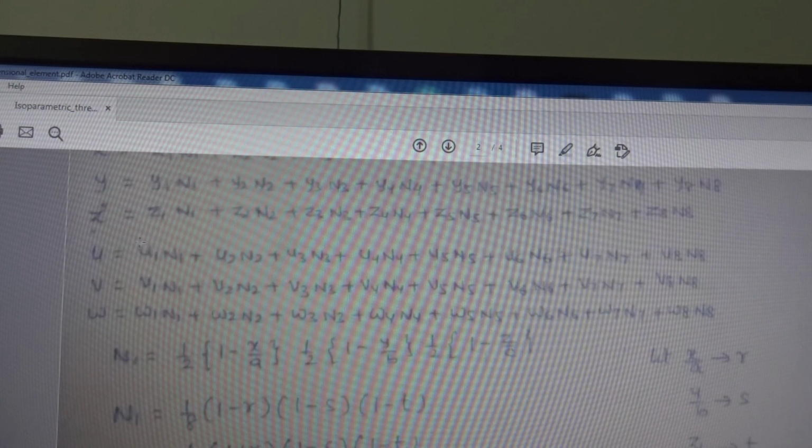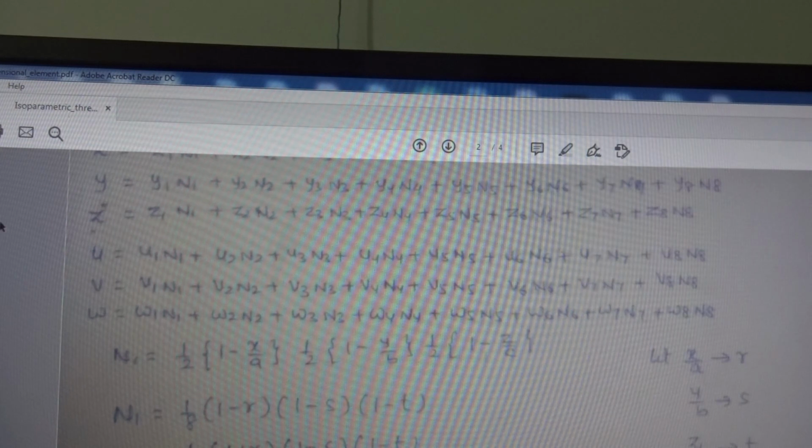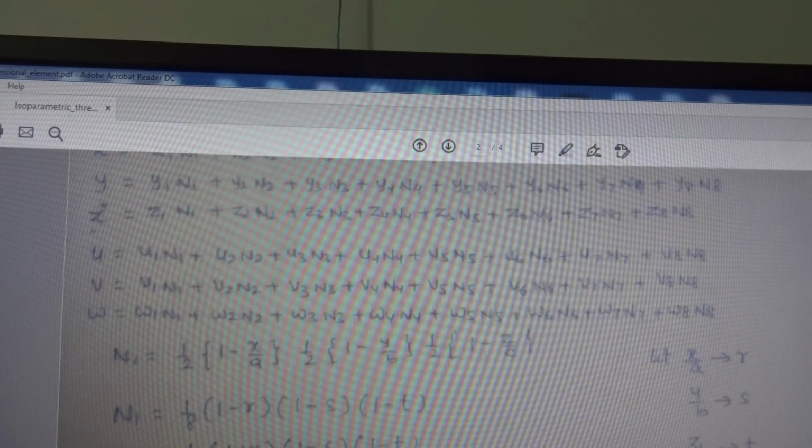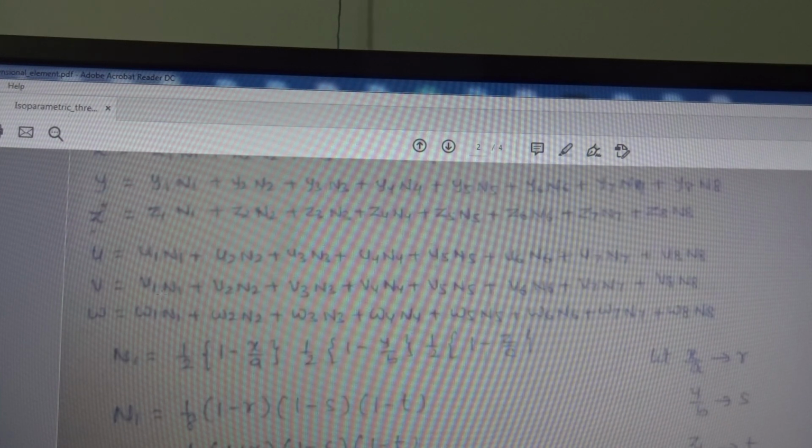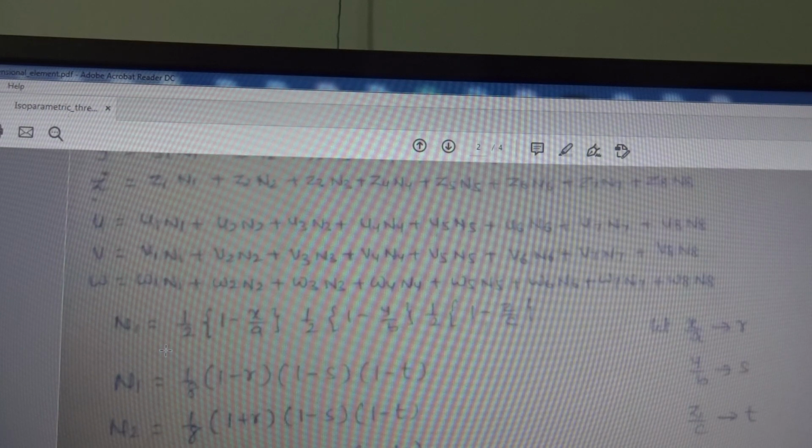Similarly, y and z can be represented in terms of the shape functions and the coordinates of the nodes. Similarly, the displacement u is represented in terms of the shape functions and the displacements of the 8 nodes, u, v, and w. It is shown in the PDF. Now n1, for the original element, you can write the shape function as half of 1 minus x by a, half of 1 minus y by b, and half of 1 minus z by c.